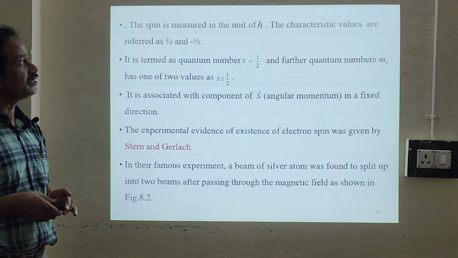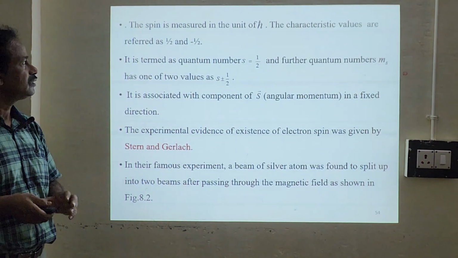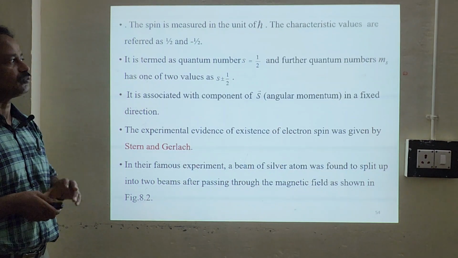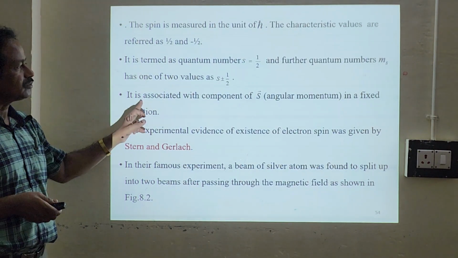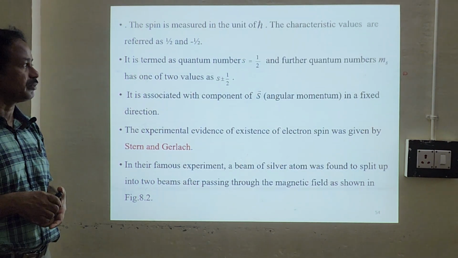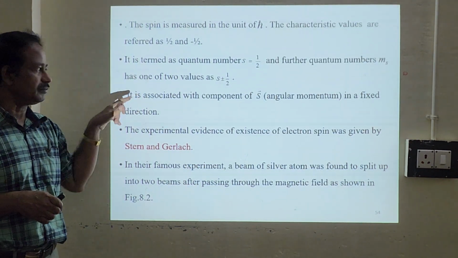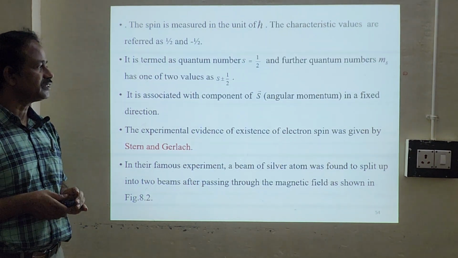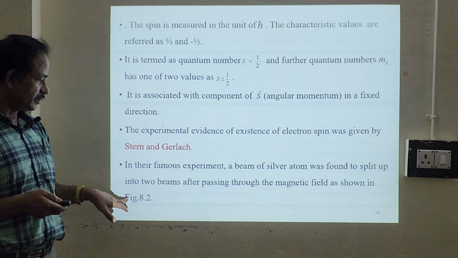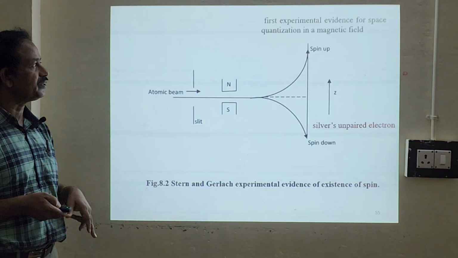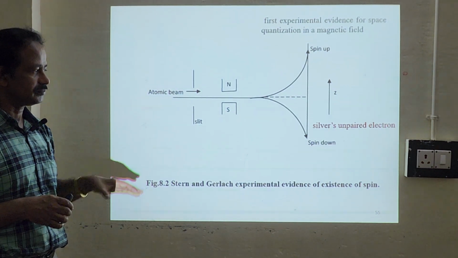The spin is measured in units of h bar. The characteristic values are plus and minus. One is up, another one is down. It is termed as the quantum number s equals 1 by 2, and of course it has two values, s plus or minus 1 by 2. It is associated with the component of the spin angular momentum S in a fixed direction. This direction is the direction of the applied magnetic field. The experimental evidence of the existence of electron spin was given by Stern and Gerlach, 1922. Okay, and of course we have already seen this figure. The figure is exactly like this: the first experimental evidence for space quantization in a magnetic field.